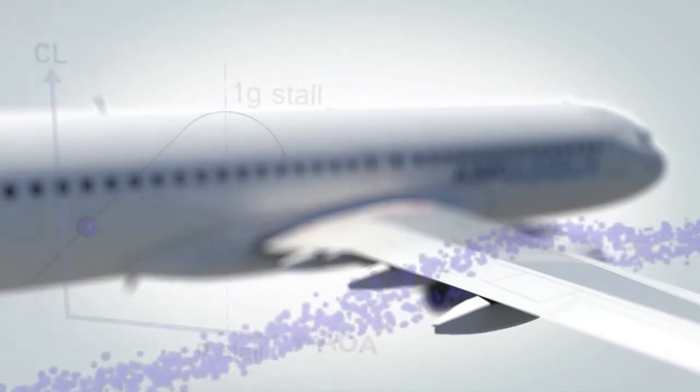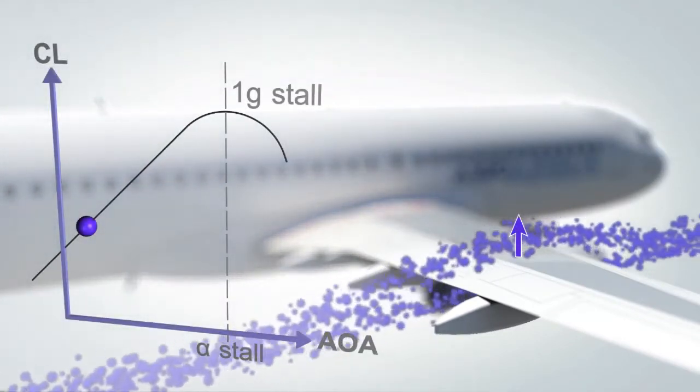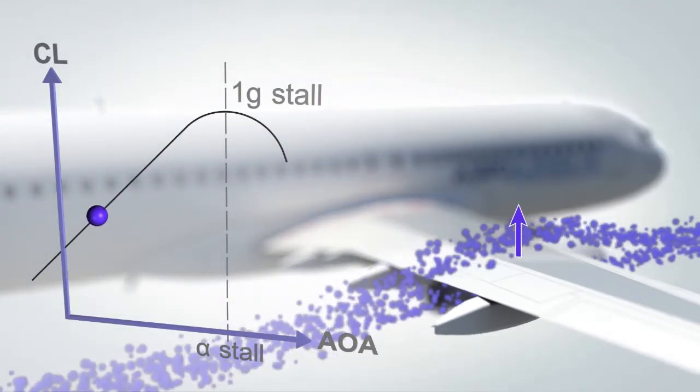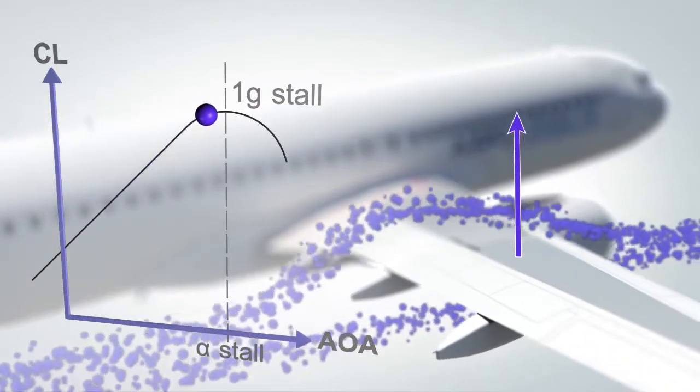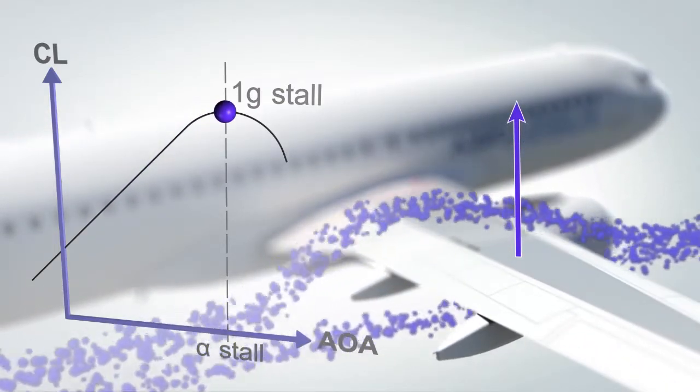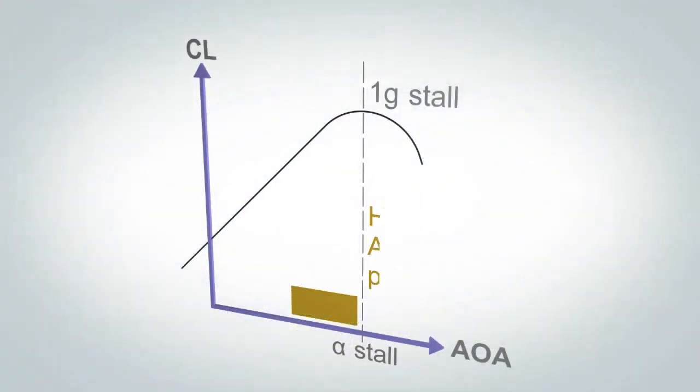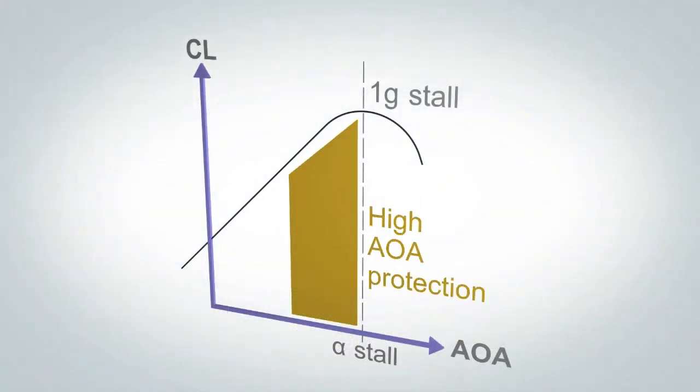As indicated on this illustration, when the angle of attack increases, the lift coefficient also increases up to a maximum value that defines the angle of attack for the stall. The role of the high angle of attack protection is to prevent the angle of attack reaching this maximum value.